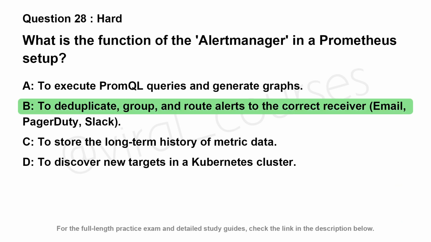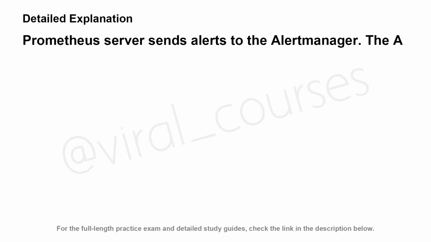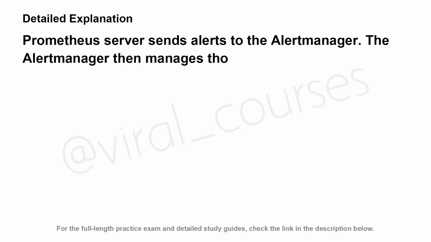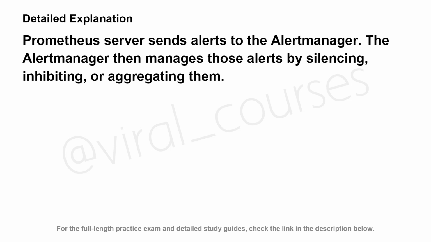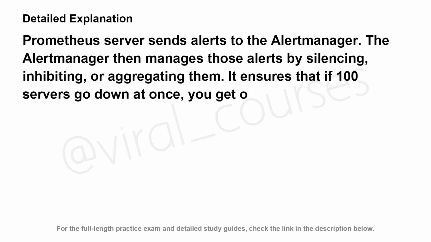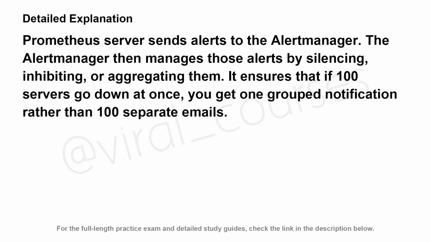The correct answer is B. Prometheus server sends alerts to the Alert Manager. The Alert Manager then manages those alerts by silencing, inhibiting, or aggregating them. It ensures that if 100 servers go down at once, you get one group notification rather than 100 separate emails.